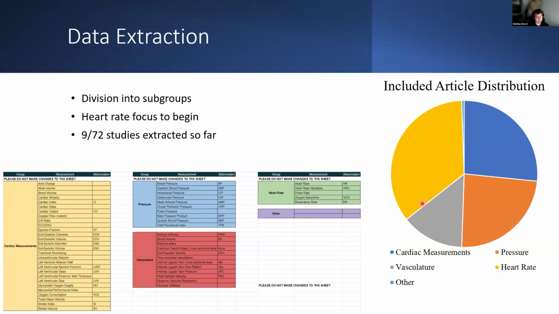The figure on the right here shows the distribution of how these outcomes were reported in those 200 or so included articles. What we decided to do is start with the largest group here, which is the heart rate outcomes. Today, I'll be going over the preliminary data for 9 of the 72 heart rate articles, or about 12%. So just a little bit of an early insight into what we're doing.